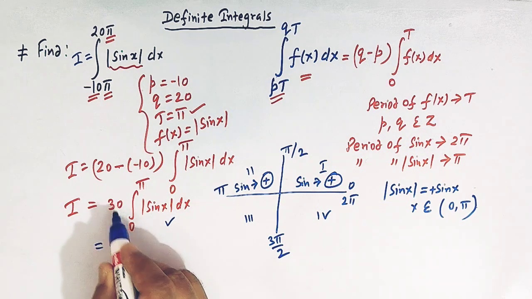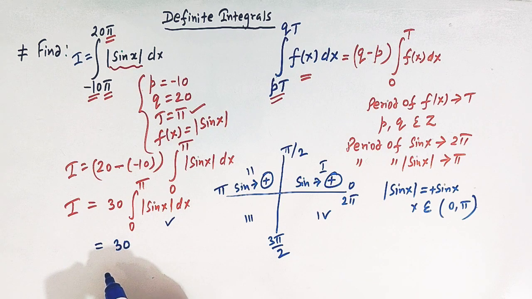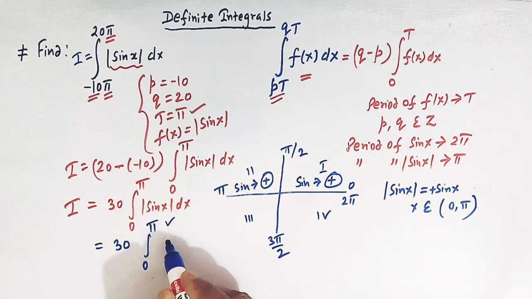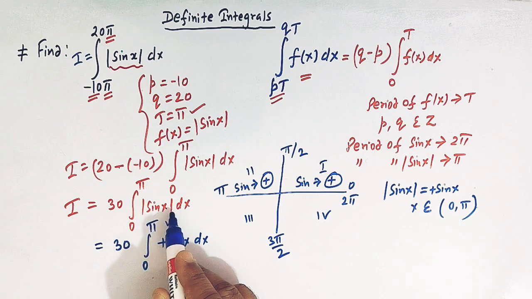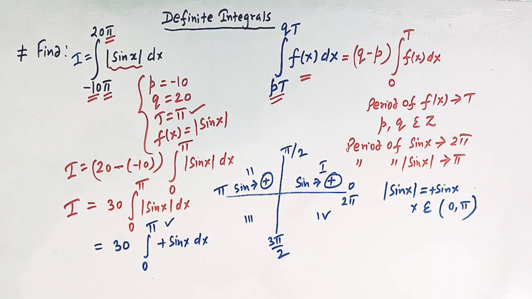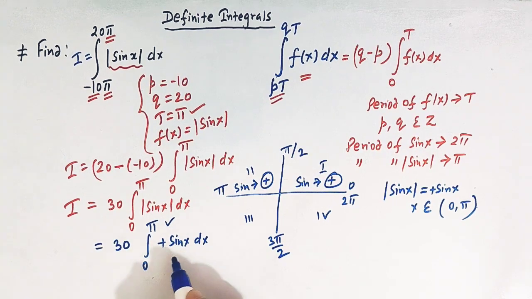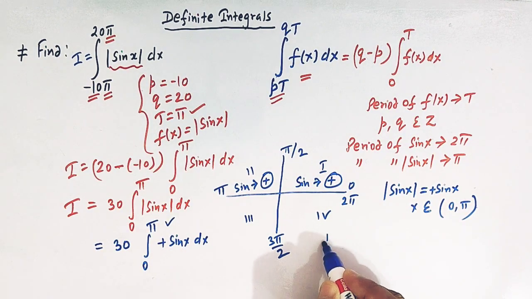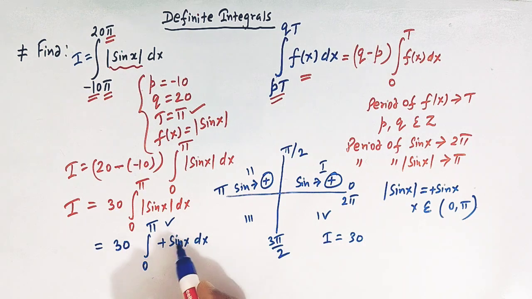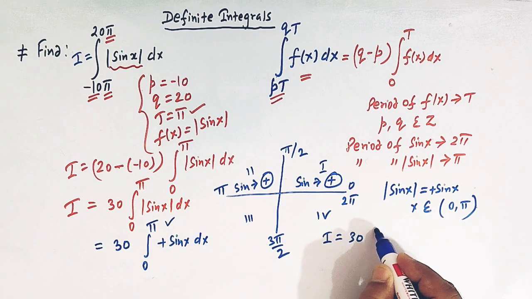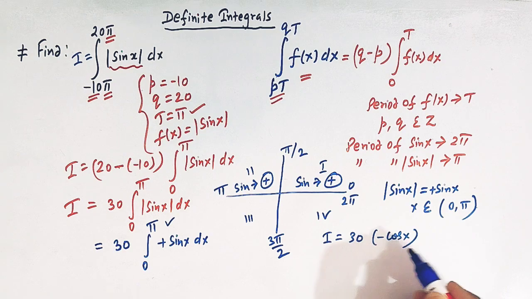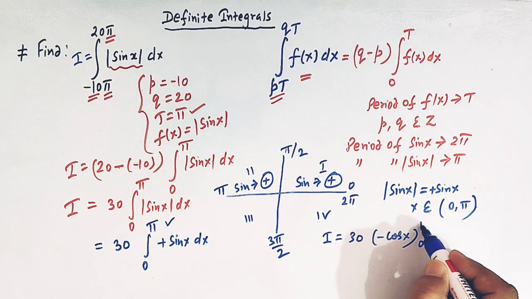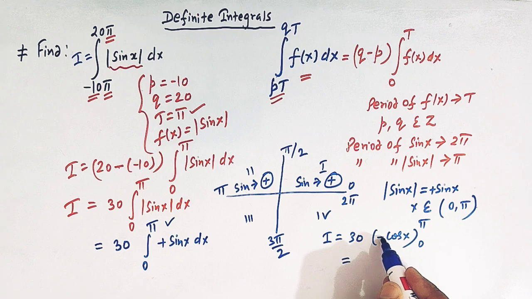So now this integral can simply be written as 30 times the integral from 0 to pi, and mod of sine x can be written as positive sine x due to the definition of a mod function. Now we have a very simple integral here. So I is 30 times the integral of sine x, which is minus cosine x, and the limits go from 0 to pi. Now we can take this negative sign outside, so we have minus 30.